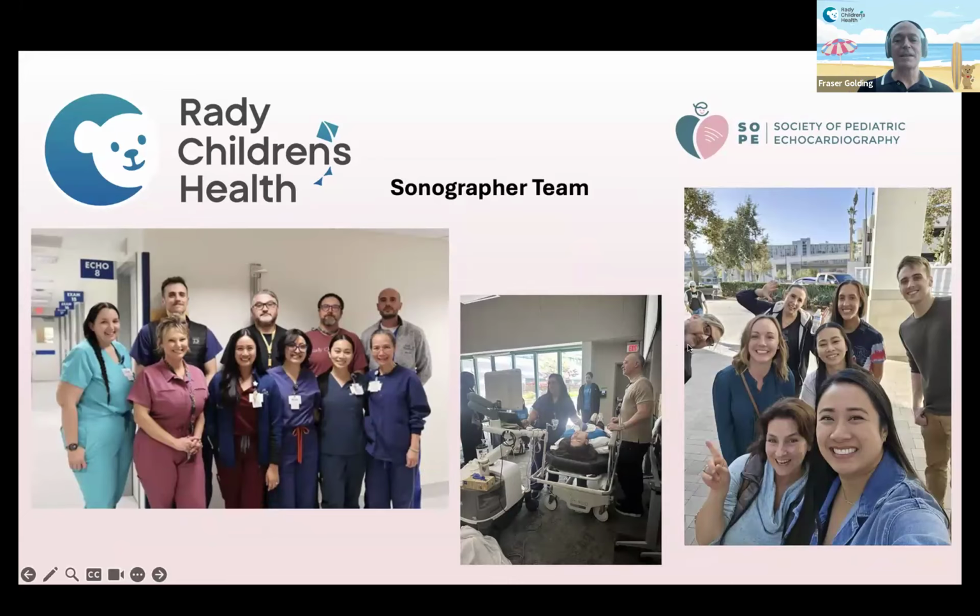Here are some pictures of us. This was kind of a group outing. And this picture in the middle is one of our sonographers at Medical Academy, where high school students are coming in and learning about, on this particular day, all different elements of jobs in pediatric cardiology, from physicians to sonographers to different technicians throughout the Heart Institute.